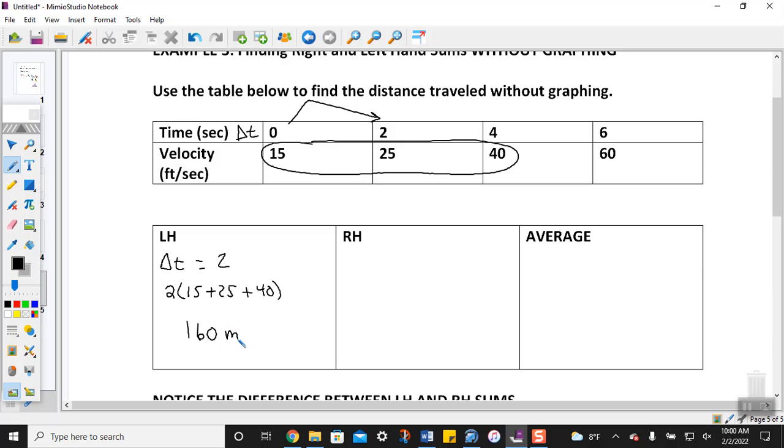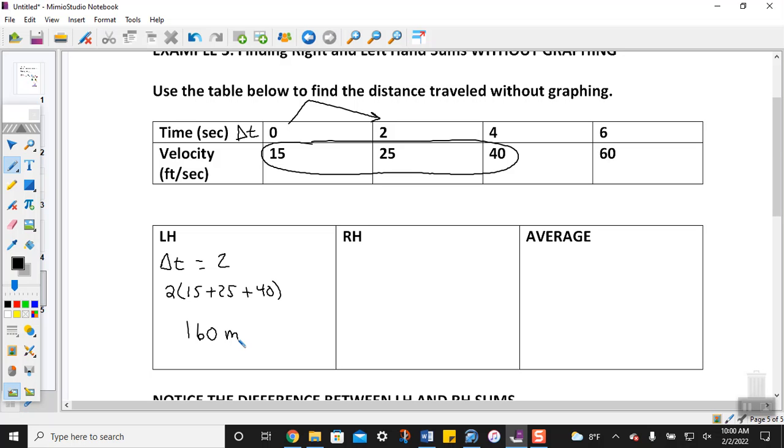Okay? You guys think this is an overestimate or an underestimate? Why are you thinking under? Because the graph is doing what? Are you speeding up or slowing down? And we'll talk more about that idea right here.